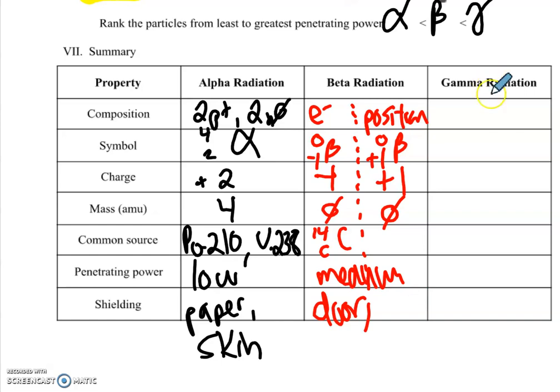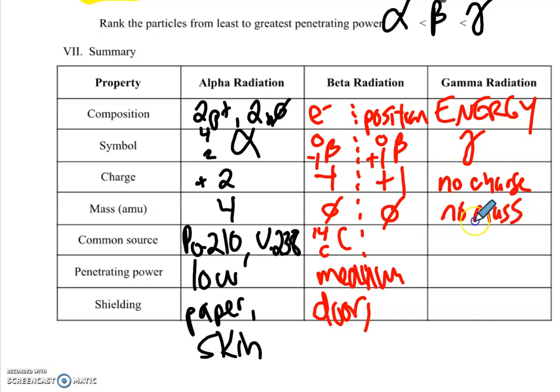Okay, let's look at gamma radiation. So it is pure energy. It is not matter, it is not a particle, it's a form of electromagnetic radiation. The symbol is the Greek letter gamma, which kind of looks like an upside down cursive L. There is no charge. There is no mass.